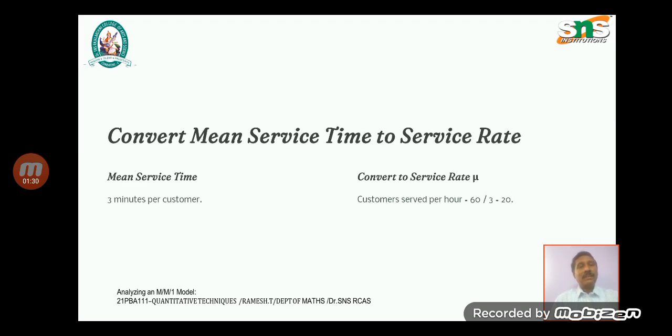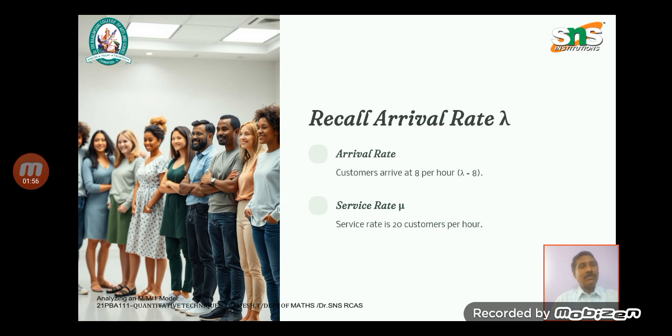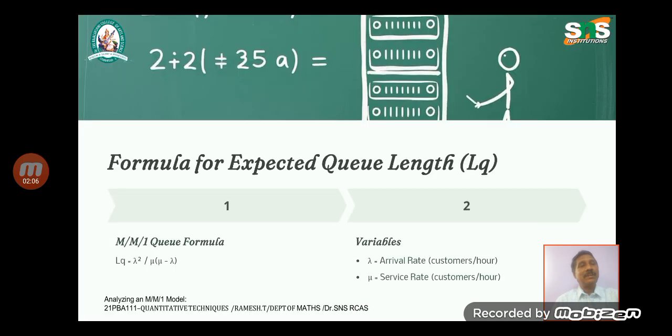So convert mean service time to service rate. What is mean service time? 3 minutes per customer. So convert this mean service time to service rate mu. The customers served per hour, that is 60 minutes per hour, so 60 divided by 3 minutes, 60 by 3 is equal to 20. Recall arrival rate: customers arrive at 8 per hour, that is lambda is equal to 8, and service rate mu is 20 customers per hour.